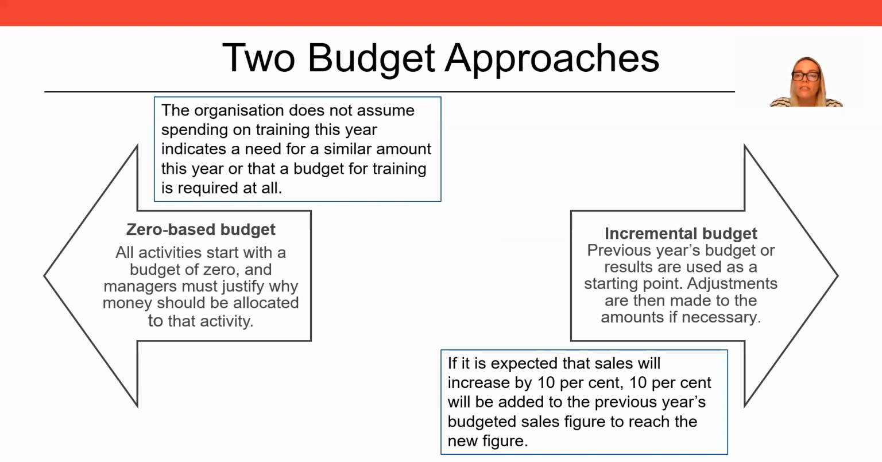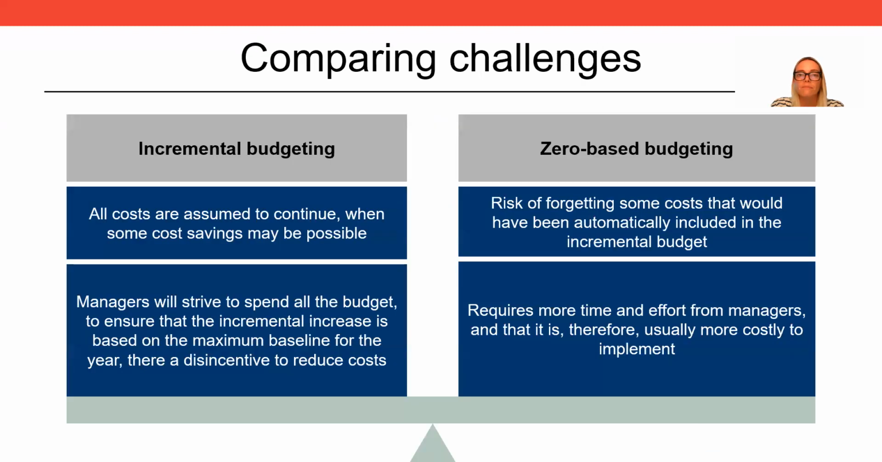An incremental budget, by comparison, uses the previous year's budget or results as a point of starting, and then you adjust from there to the amounts if necessary. So if, for example, it's expected that sales will increase by 10%, then 10% will be added to the previous year's budgeted sales figures to reach the new figure. So rather than starting from scratch, you work with what you had before and see how you might want to change it.